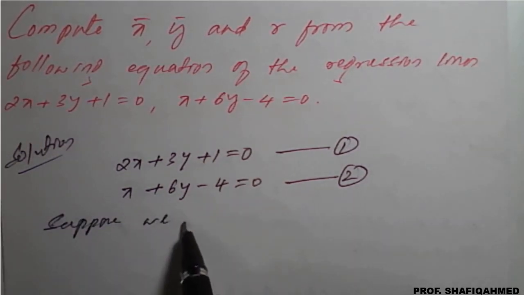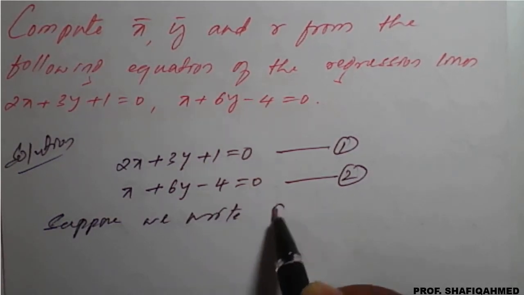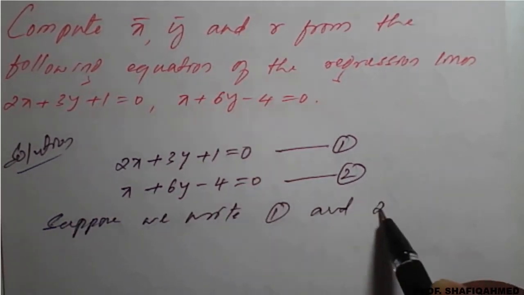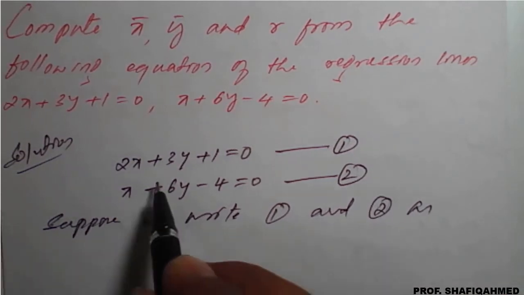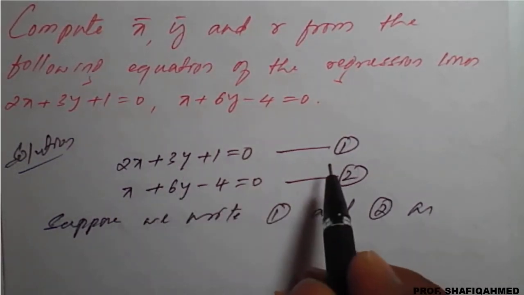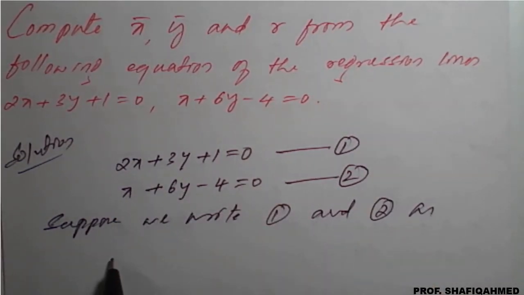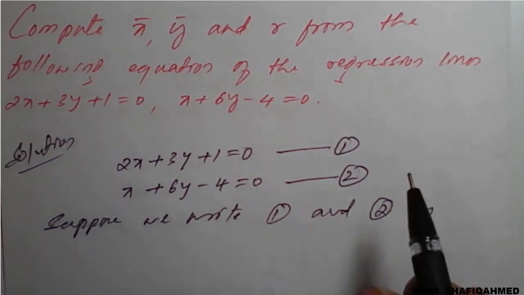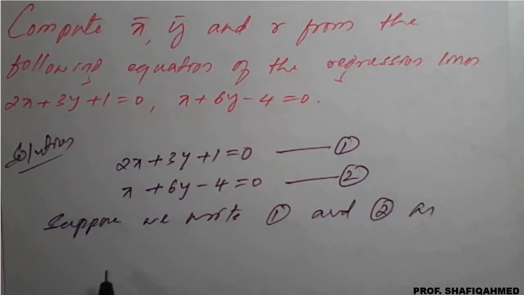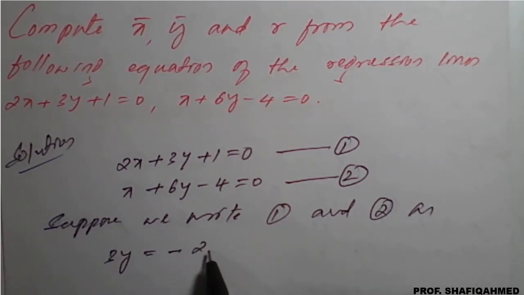We write 1 and 2 as follows. Equation 1, I will write y on x, meaning keep the y term on the left hand side, and shift the remaining terms to the right hand side. So 3y we keep here, and the remaining shift to the right hand side. It is minus 2x minus 1.